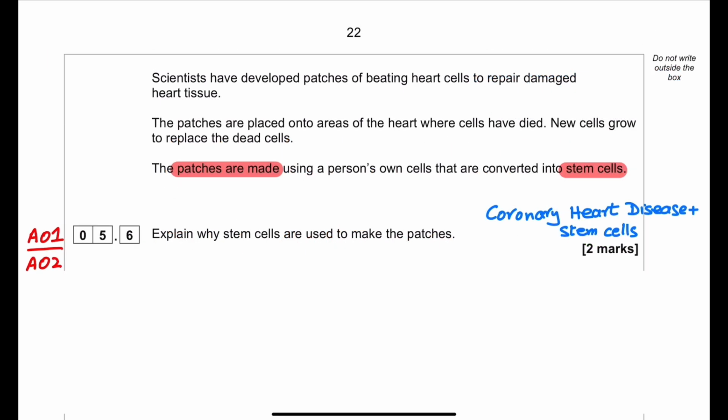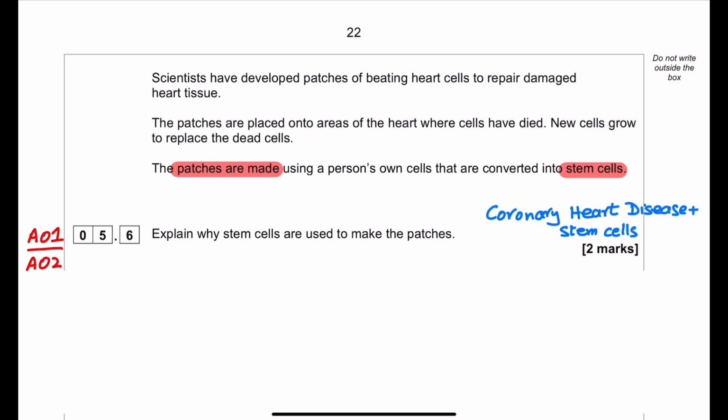Scientists have developed patches of beating heart cells to repair damaged heart tissues. The patches are placed onto the area of the heart where the cells have died. New cells grow to replace the dead cells. The patches are made by using the man's own cells. They are converted into stem cells.